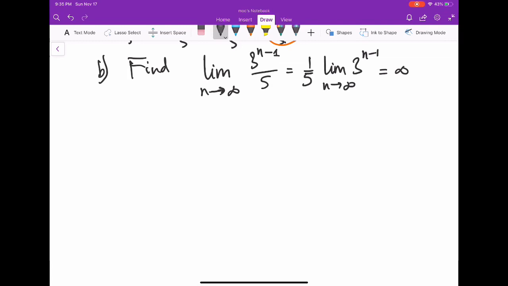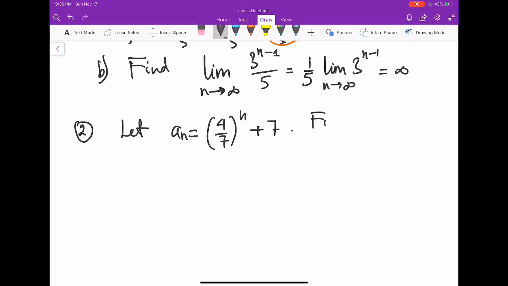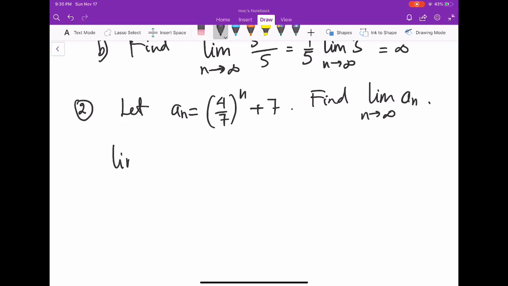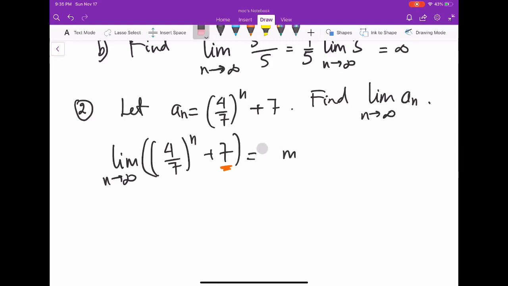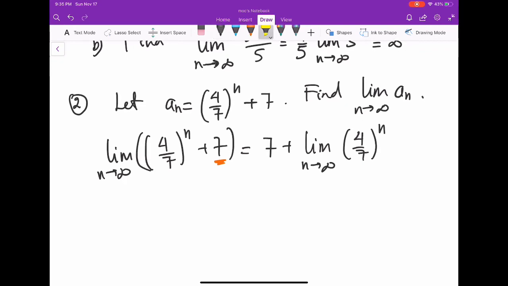All right, the second example on sequences. Let's consider a_n equal to 4 over 7^n, plus 7. Let's find the limit of this sequence when n approaches infinity. So we have the limit of (4/7)^n + 7 when n approaches infinity. We have 7 in here, that is just a number, so the limit of that number is just 7. So I have 7 plus the limit of (4/7)^n when n approaches infinity. Our job is to find this limit.